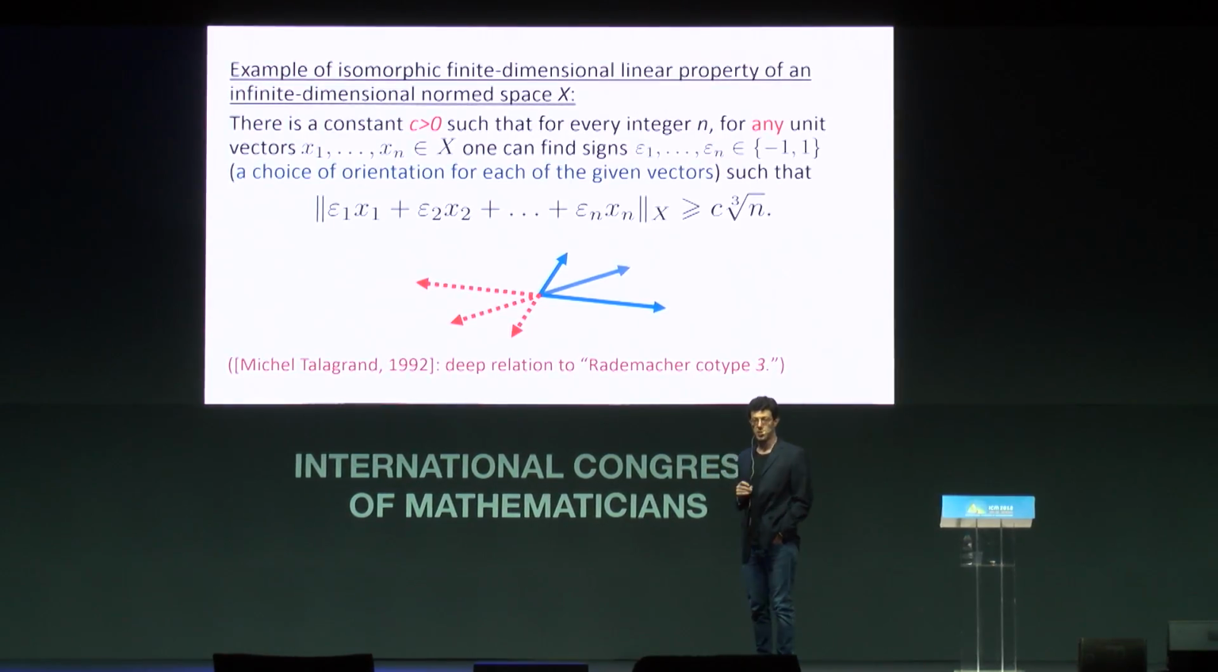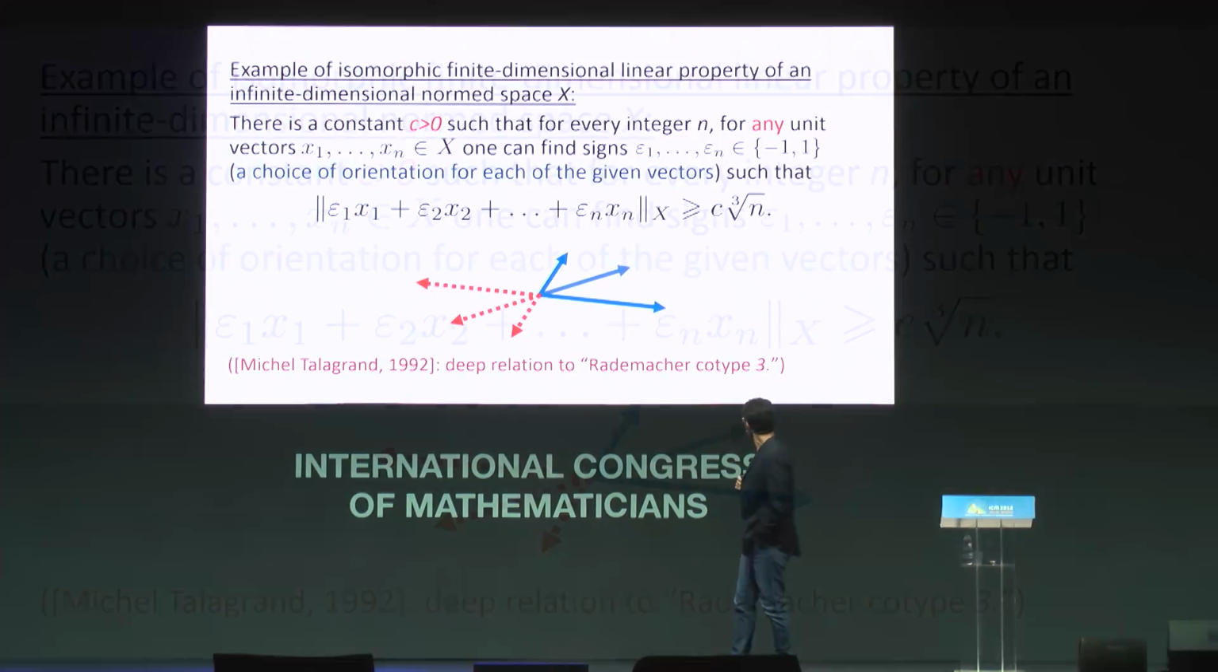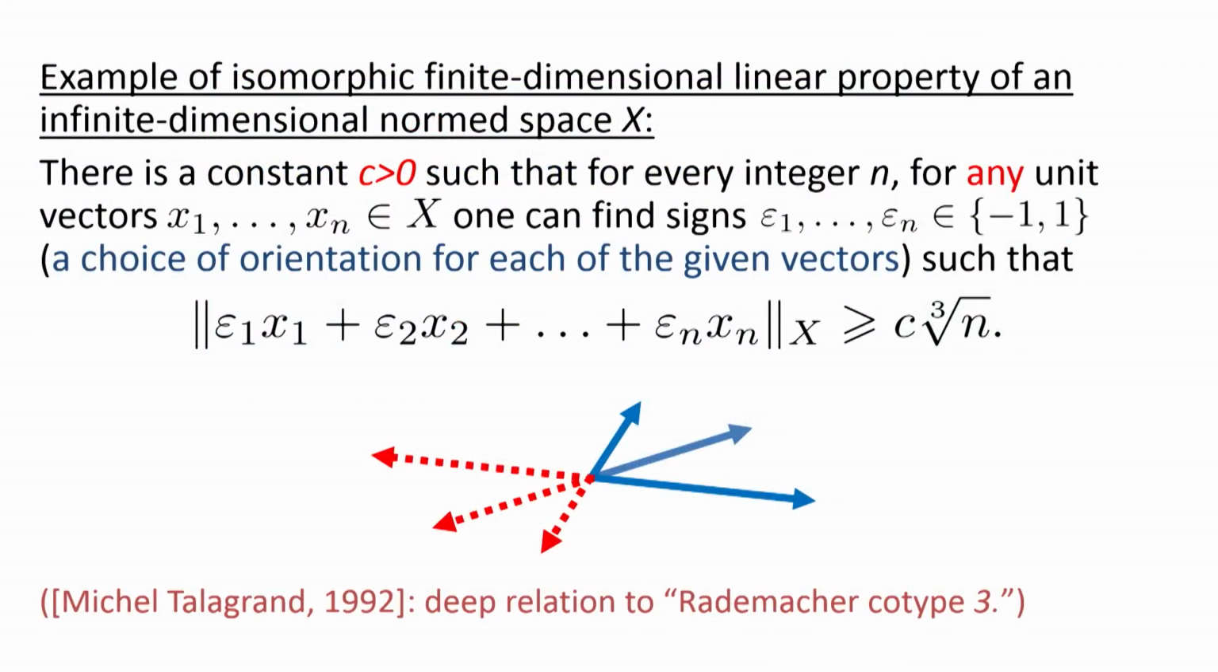So here's a property of a normed space. There exists some constant c, such that whenever you give me n unit vectors, I can somehow come up with a choice of orientation for each of them. So take each one of them, either in the direction it's pointing or the opposite direction. Once I choose this orientation, the length of the sum will be at least some definite lower bound going to infinity. So here I chose cube root of n. You can imagine other asymptotics. This is not crucial right now.